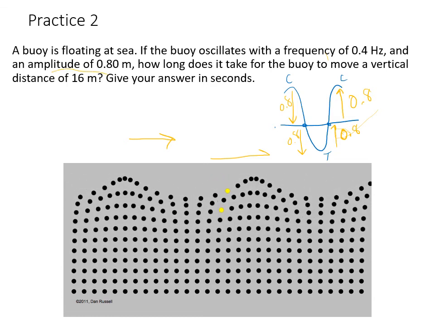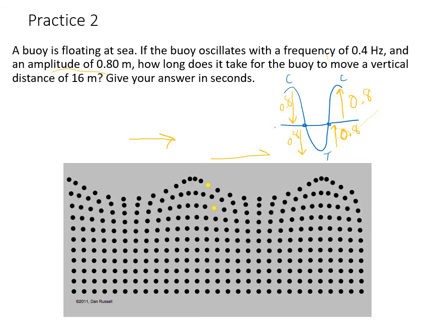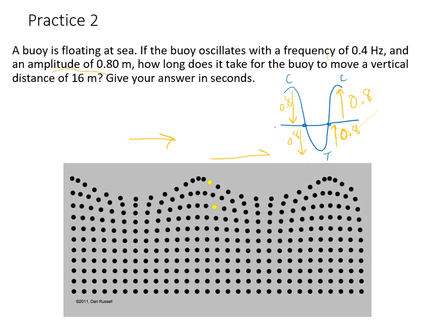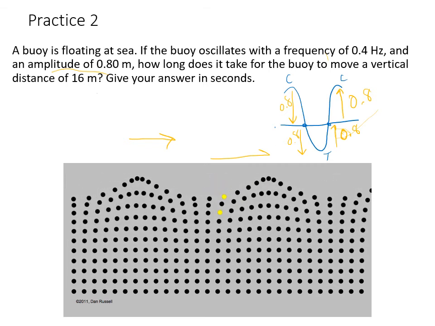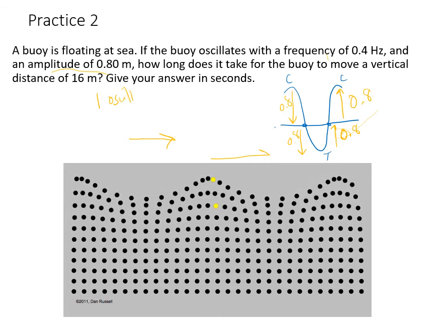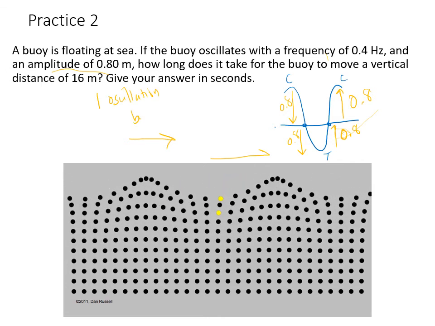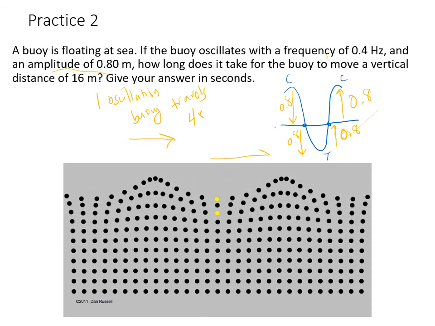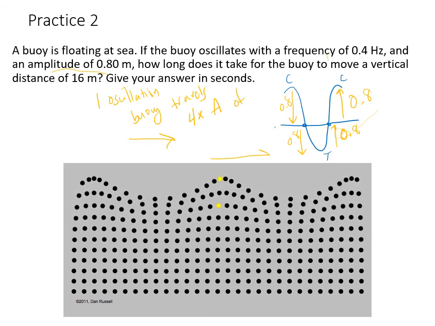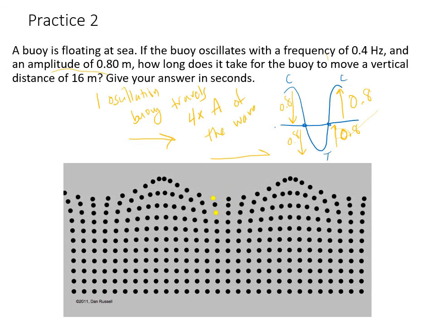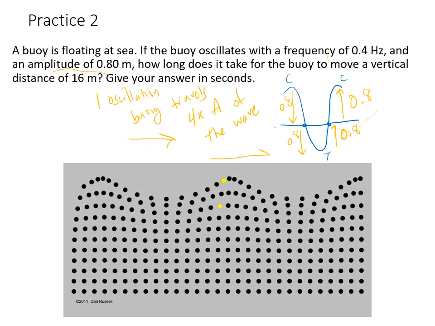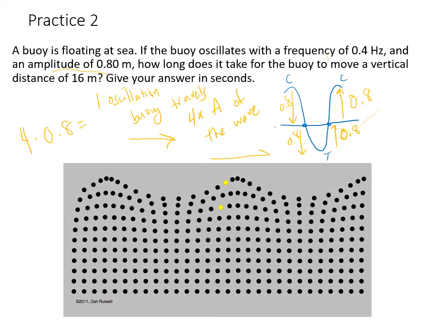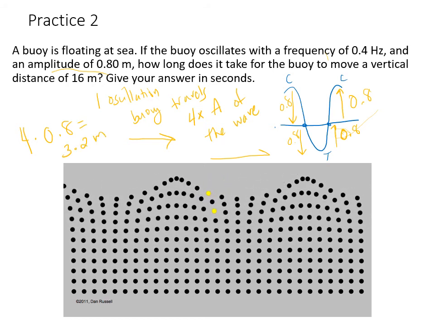So in one oscillation, the buoy travels the length of the amplitude of the wave 4 times. So in one oscillation, the buoy travels 4 times the amplitude of the wave. So 4 times 0.8 is 3.2 meters.